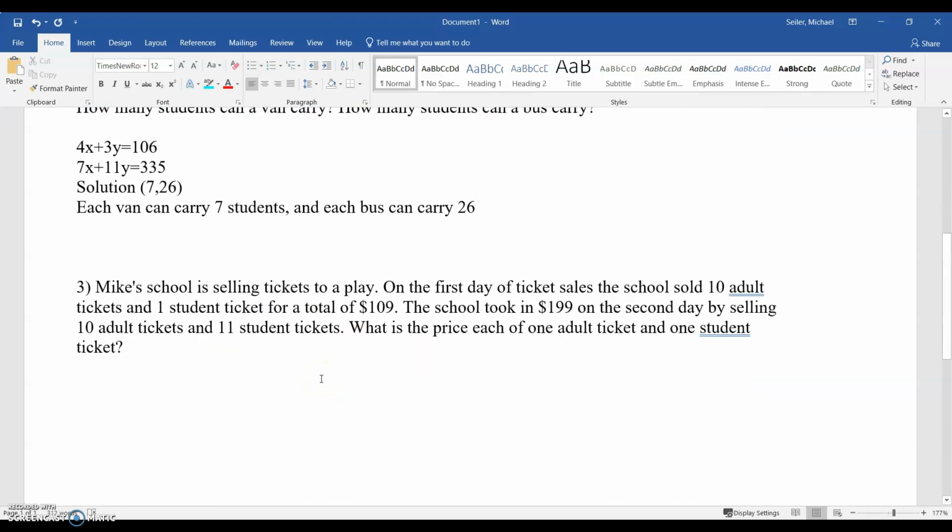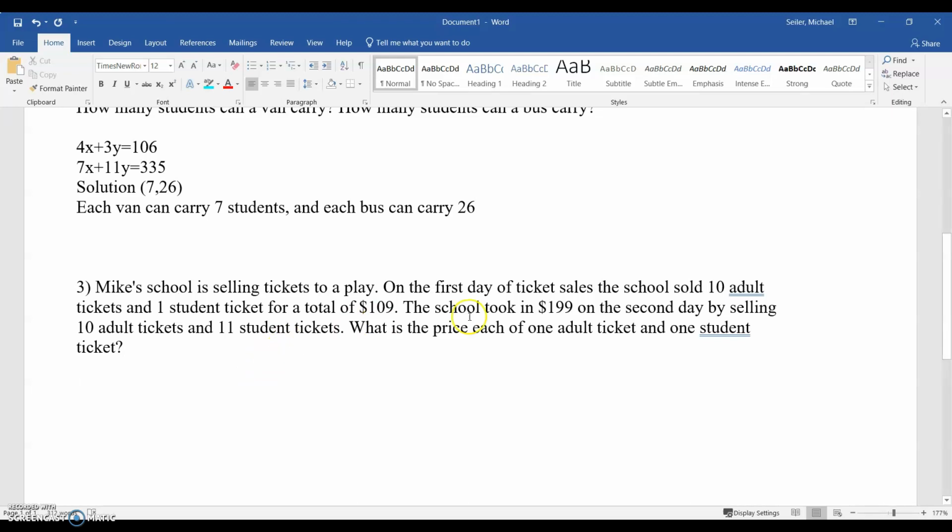We're going to look at 2 more, so we've got 3 and 4. For 3, Mike's school is selling tickets to a play. On the first day of ticket sales, the school sold 10 adult tickets and 1 student ticket for a total of $109. The school took in $199 on the second day by selling 10 adult tickets and 11 student tickets. What's the price of 1 adult ticket and 1 student ticket?